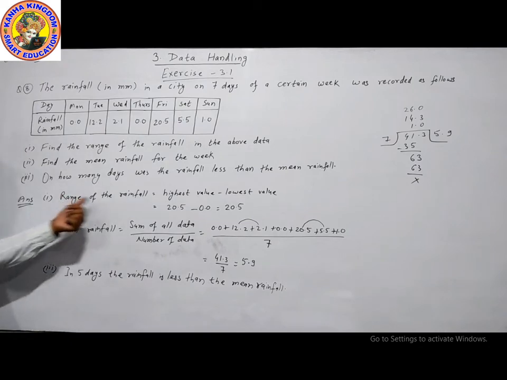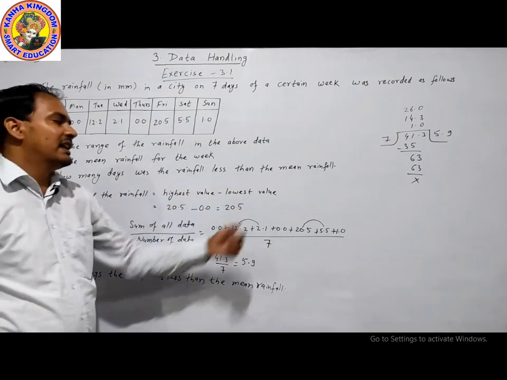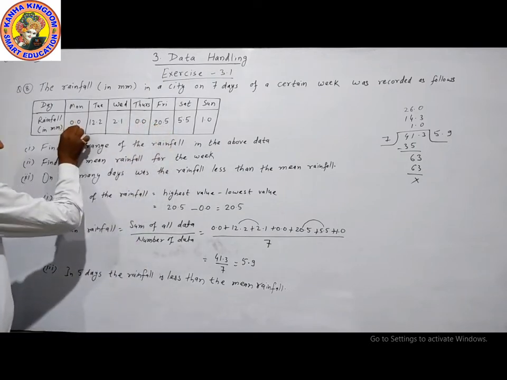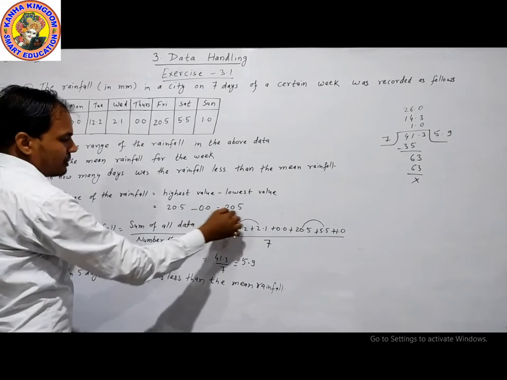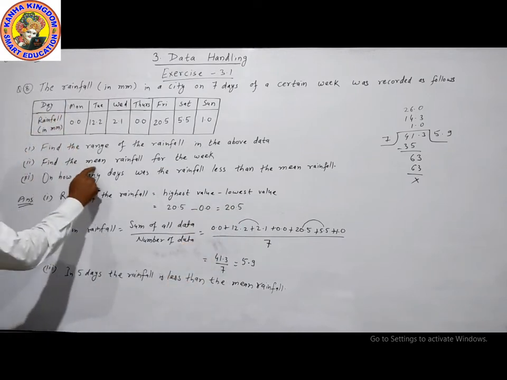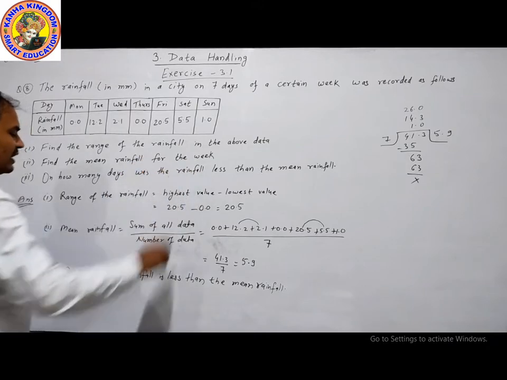The range formula is highest value minus lowest value. Highest value is 20.5, lowest value is 0.0. 20.5 minus 0 is equal to 20.5. Question number 2: find the mean rainfall for the week.